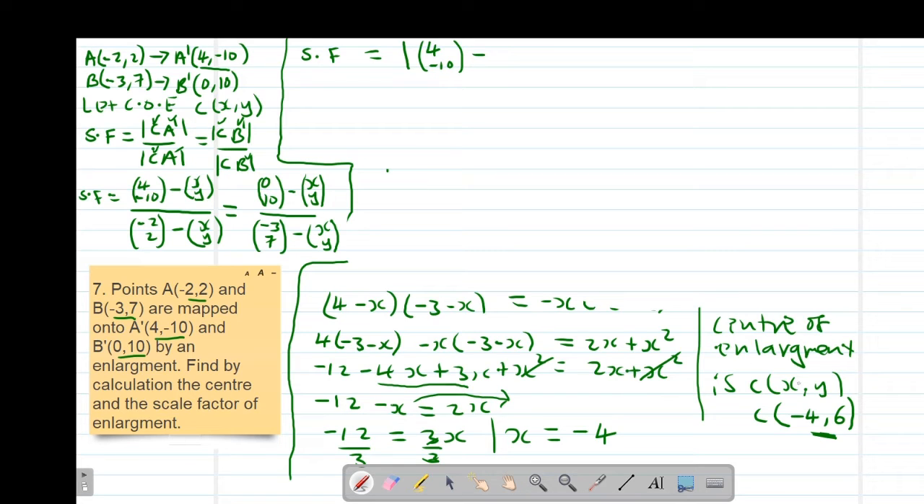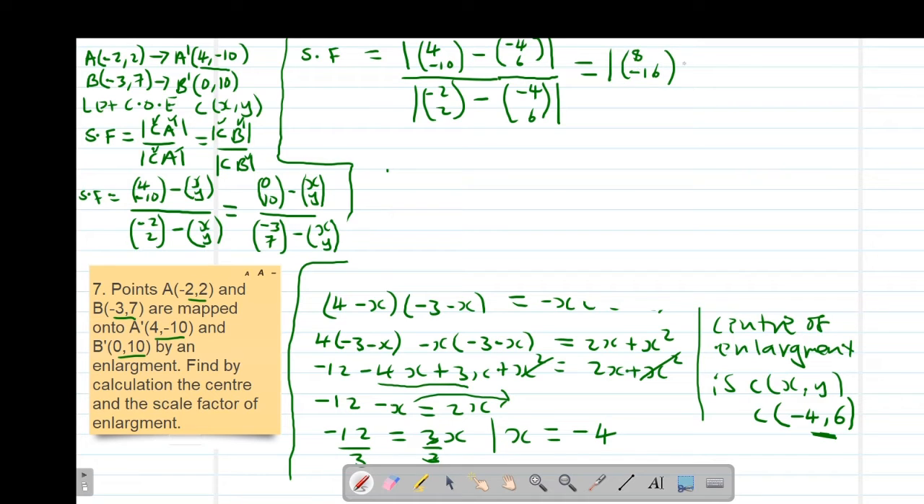Now x is negative 4, y is positive 6. So xy will therefore be negative 4, 6, the magnitude of that, then divided by negative 2, 2. So this is the magnitude of negative 2, 2, then subtracted from negative 4, 6, that is xy. So the magnitude of these two should give you the scale factor of enlargement, which will actually be equal to 4 minus negative 4, you are going to get positive 8. Then negative 10 minus 6, you'll get negative 16.